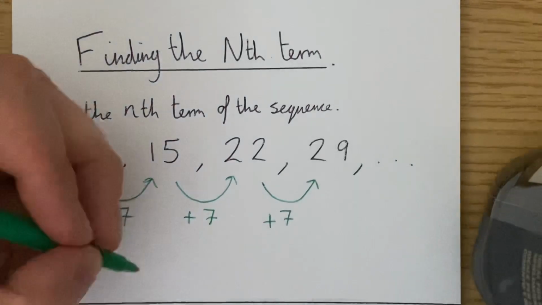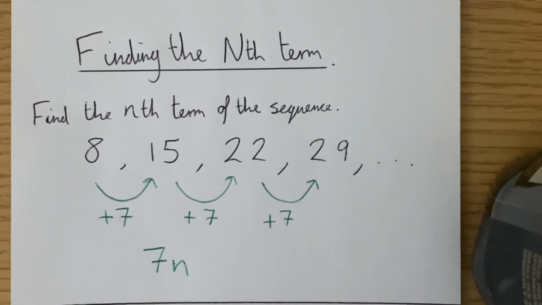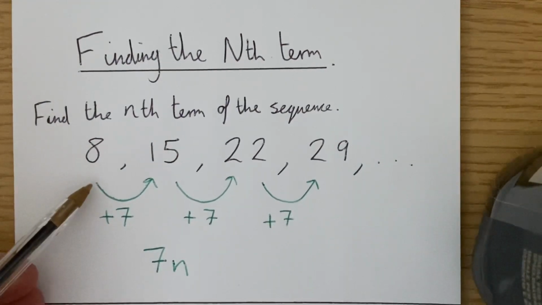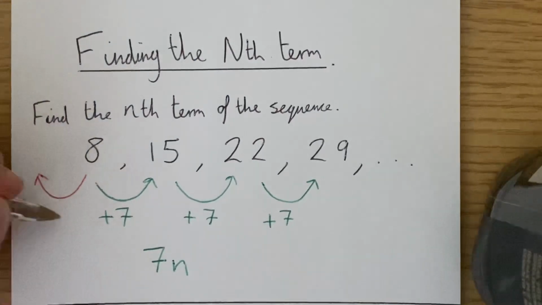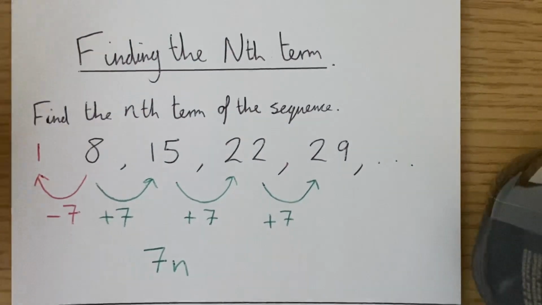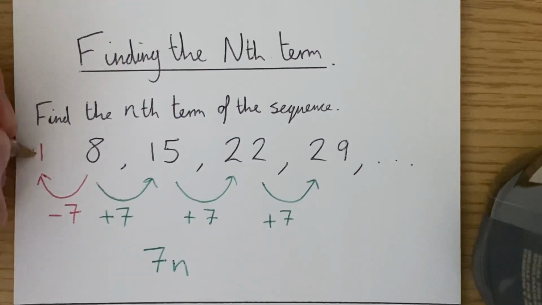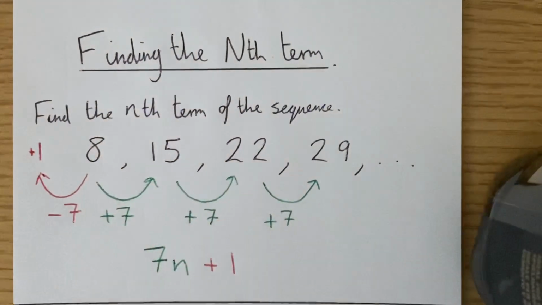Now that 7 goes in front of our n to give us 7n. But we haven't quite finished yet. We still need to find out what goes on the end, what we might call a 0 term. Now to find the 0 term, we start at that 8, but instead of adding 7 and going forwards, we go the opposite way, go backwards and do the opposite to adding 7. So we take away 7 from that 8 and we get 1, more specifically positive 1. Not a negative 1, it's plus 1. And we add that 1 onto the end of our 7n and we get 7n add 1 as our nth term.